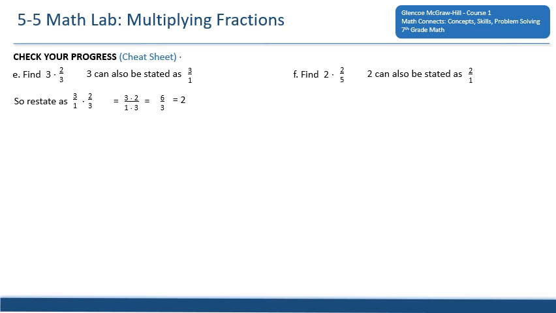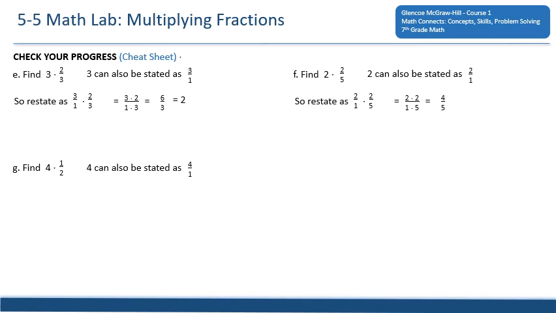2 times 2/5. 2 can also be stated as 2 over 1. So we'll restate the expression as 2 over 1 times 2 over 5. We'll multiply the numerators, and then we'll multiply the denominators. So 2 times 2 is 4, and 1 times 5 is 5. So we get 4/5.